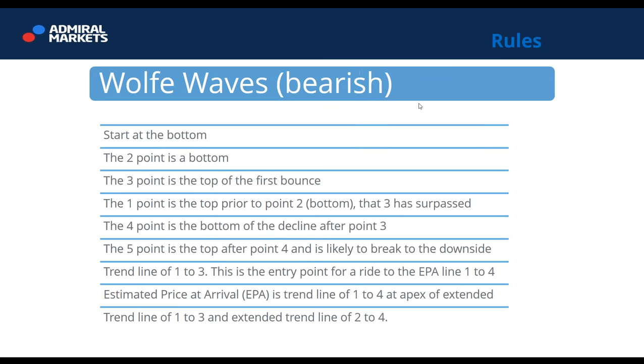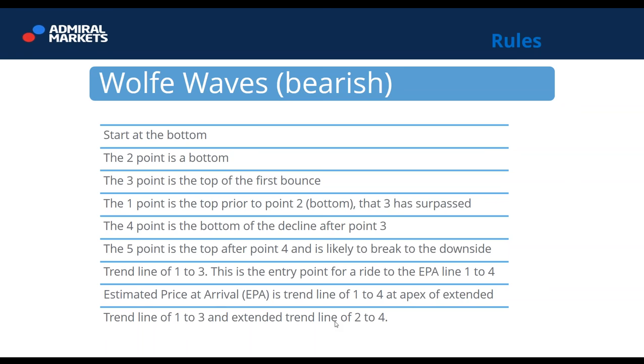Bearish Wolfe Waves is different. We start at the bottom. Point 2 is the bottom. Point 3 is the top of the first bounce. Point 1 is the top prior to point 2 that 3 has surpassed. Point 4 is the bottom of the decline after point 3. Point 5 is the top after point 4 and is likely to break to the downside. Trend line 1 to 3 is the entry point for a ride to the estimated price at arrival line 1 to 4. Okay?